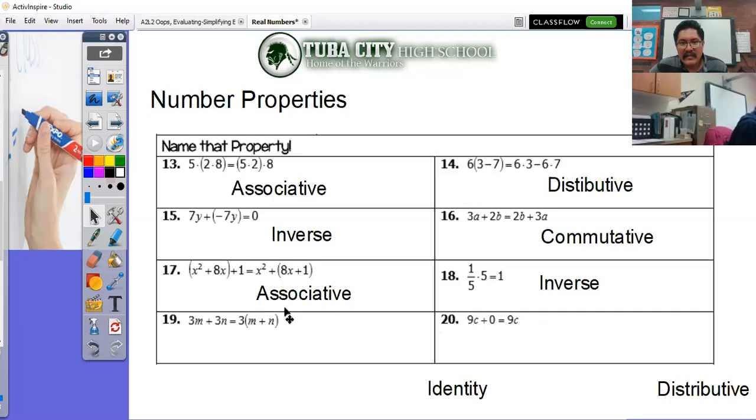Now let's look at number 19. Now this one might be confusing at first because you're looking at it saying, okay, well, if we move from left to right, what changed? What happened? What action occurred? But if you look at it backwards, you'll notice that it's just distributive property.